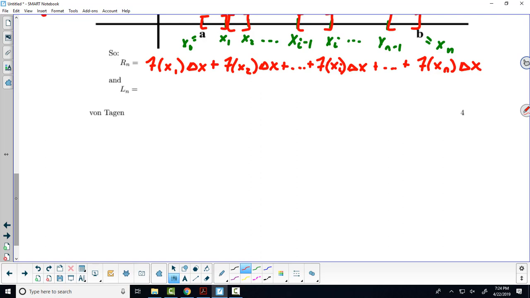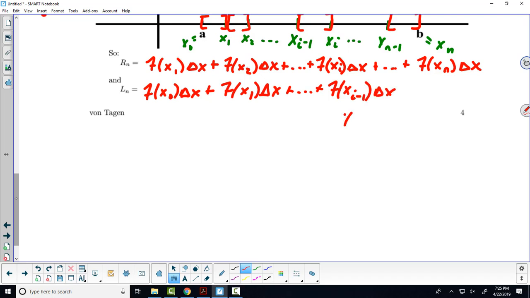All right, so then for our left endpoint method, we're going to take what value? f of x0 delta x plus f of x1 delta x plus dot dot dot plus f of x_{i-1} delta x. This is the ith rectangle. In both these cases, it's the ith rectangle, but it looks a little different because we're using the left endpoint method here. Plus dot dot dot. Here's our nth rectangle, f of x_{n-1} delta x.